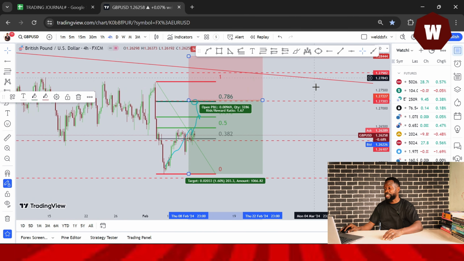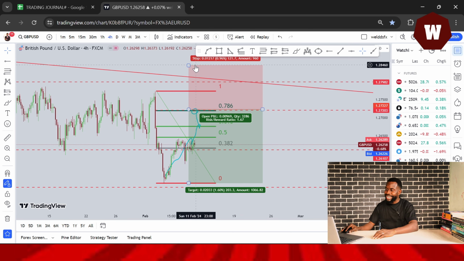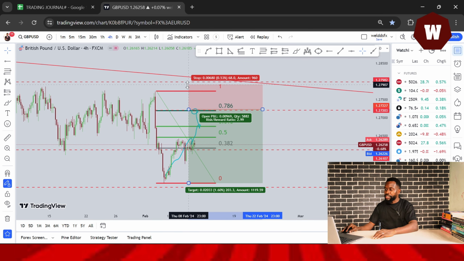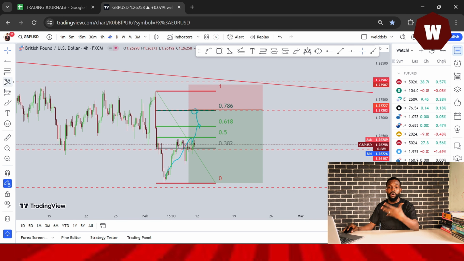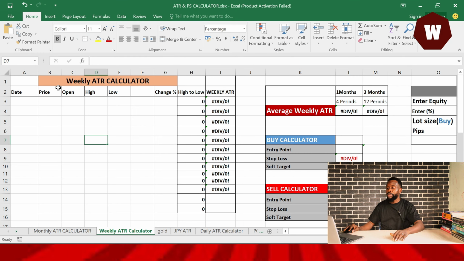My pending order for a sell is at 1.2722. So we have a pending order on the pound against the US dollar at 1.2722. You can just place your stop loss maybe 3 pips above this high. That is one simple way to do it. But a more advanced and more professional way to set your stop loss is to use the ATR calculator. If you have been trading with me on the channel, you will understand that I prefer setting my risk and reward using the ATR calculator.